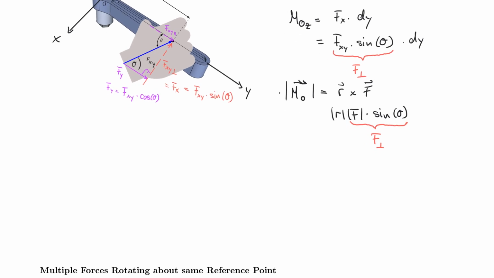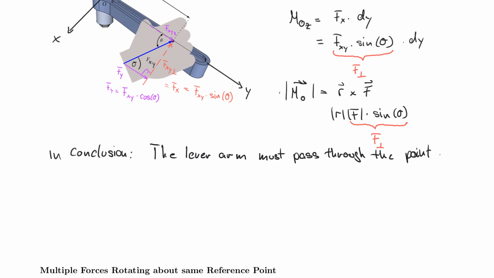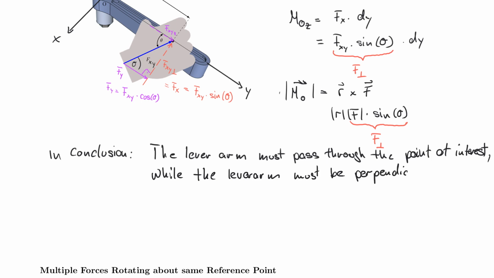And let's write a concluding sentence here. So in conclusion, the lever arm must pass through the point of interest, comma, while the lever arm must be perpendicular to the acting force.